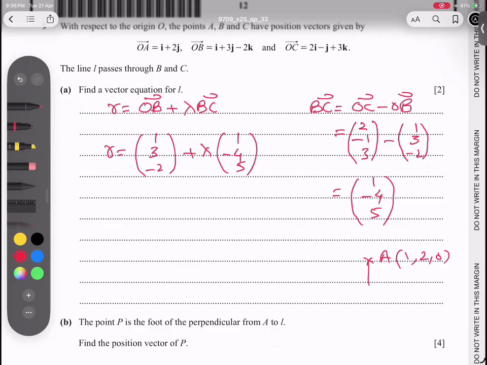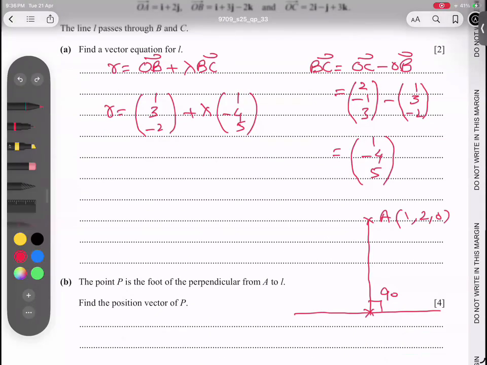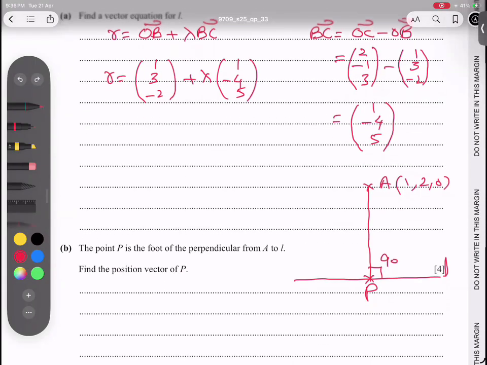Okay, and the line L is there. We just got it. The 90 degree angle, and this point is called the foot of the perpendicular. He mentioned this P is the foot of the perpendicular on this line L, and I'm looking for the coordinates of P. What is the technique? First we convert to standard form.